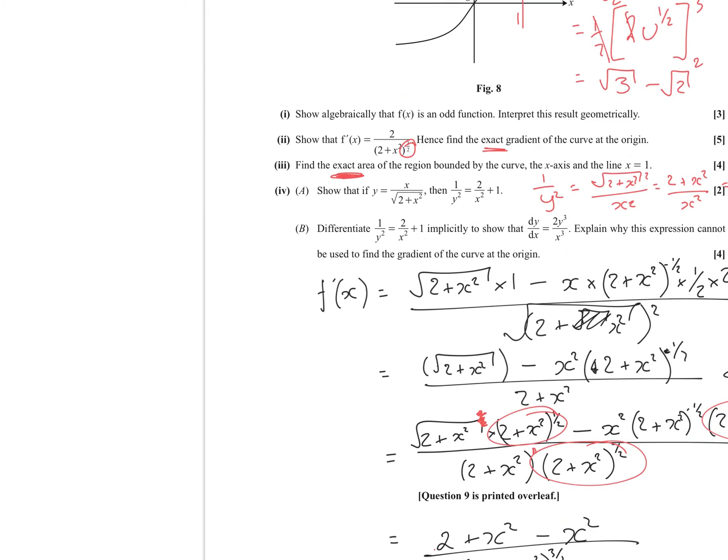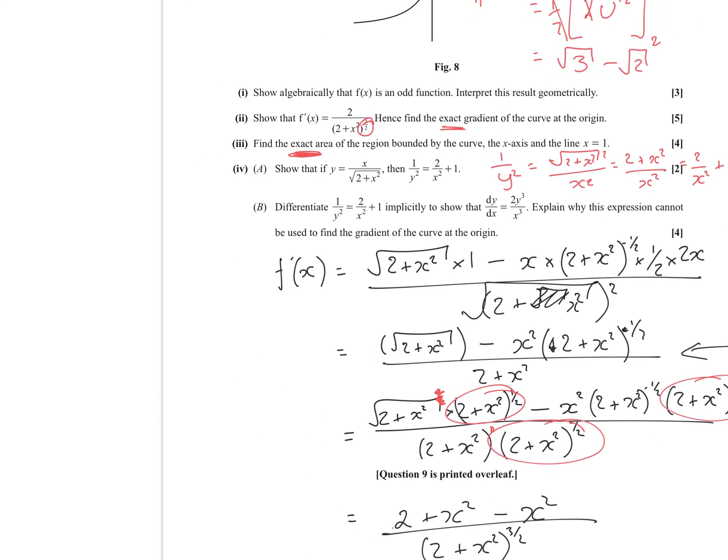So B then. So last bit of differentiation, bit of implicit differentiation. Again, lots of good stuff going on with our implicit differentiation. Most people remembered the key step to implicit differentiation. So we've got 1 over y squared equals 2 over x squared plus 1. Differentiate. Well, we're differentiating both sides with respect to the same thing, because otherwise we're not doing the same thing to both sides of an equation, therefore it doesn't remain balanced.